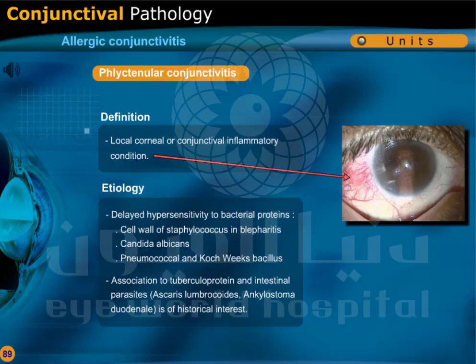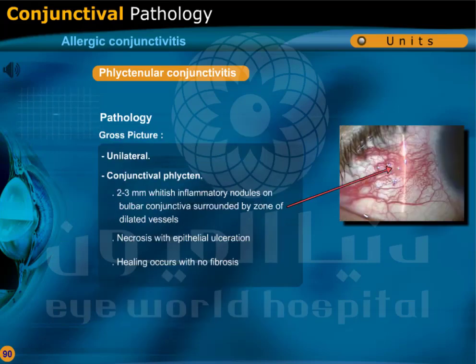Phlyctenular conjunctivitis is local corneal or conjunctival inflammatory condition. It is a delayed hypersensitivity reaction to bacterial proteins like the cell wall of Staphylococcus in blepharitis, Candida albicans, pneumococci, and Koch-Weeks bacillus. Association to tuberculoprotein and intestinal parasites like Ascaris lumbricoides and Ankylostoma duodenale is of historical interest. The condition is unilateral. A conjunctival phlycten is present. 2 to 3 mm whitish inflammatory nodules on bulbar conjunctiva surrounded by a zone of dilated vessels. Necrosis with epithelial ulceration. Healing occurs with no fibrosis.